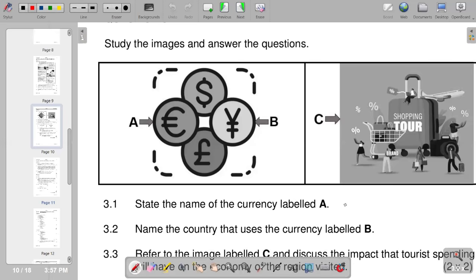So it is the euro, and then we've got the name of the country for the currency labeled B, which represents the currency of Japan. That is the yen.